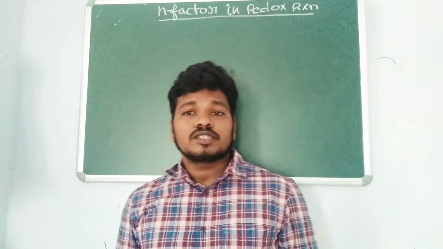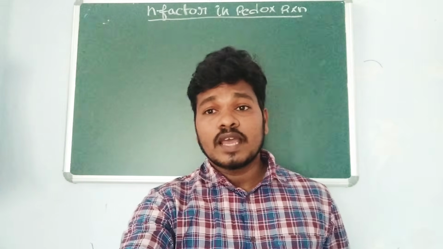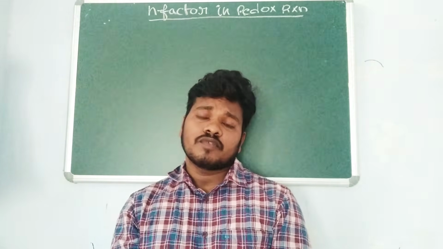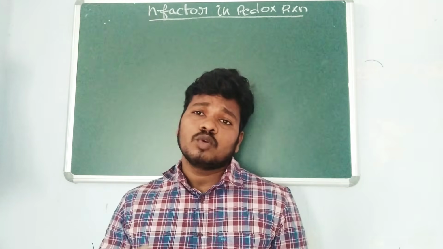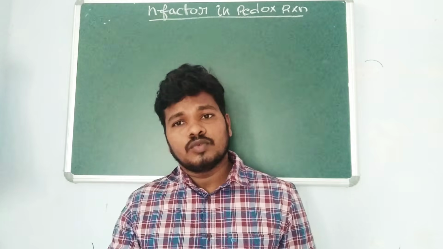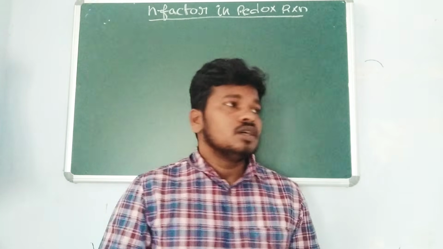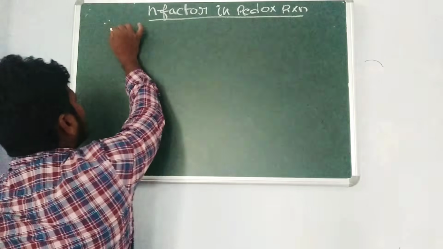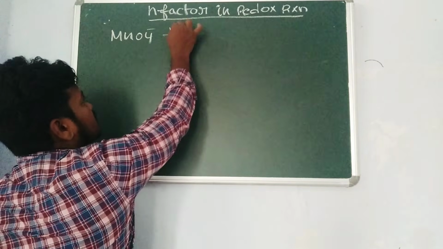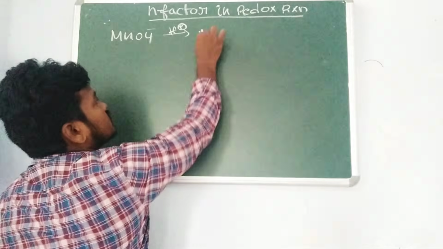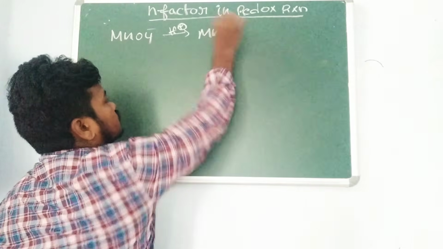Today we are going to discuss the topic of how to calculate the N factor for redox reactions. For this you have to learn about oxidation numbers. If you know them, it is automatically very easy. Here is one example: MnO4 minus in presence of H plus, acidic medium, changes to Mn plus 2.